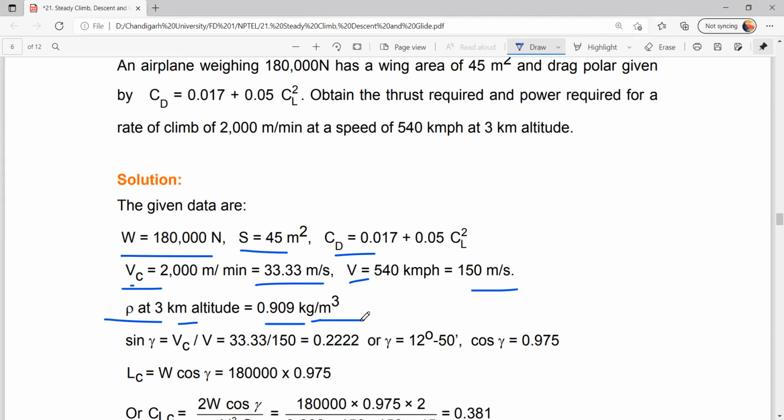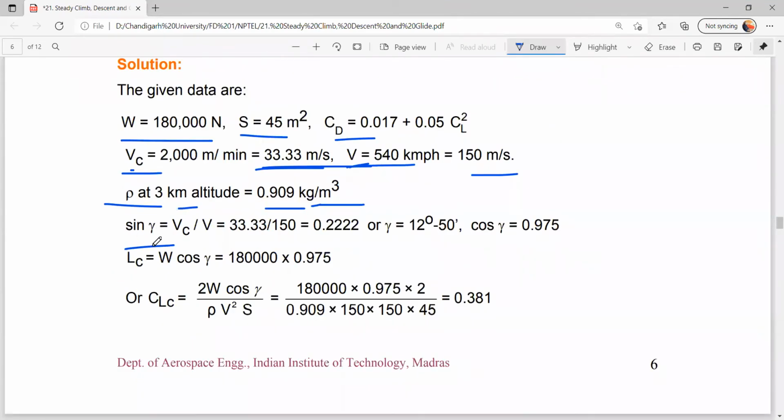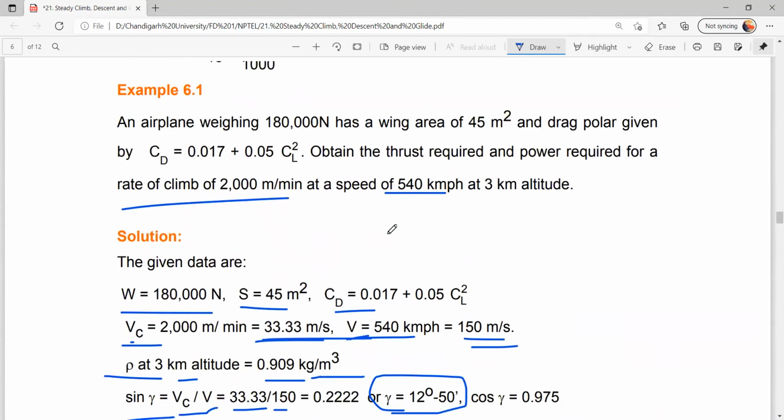So the first thing is we have to calculate the angle of climb. Since the rate of climb and speed of the aircraft are already given, finding the angle of climb is not a big deal. The angle of climb is sine gamma equal to VC by V, that is opposite by hypotenuse, right? So 33.3 divided by 150, in meters per second. Taking sine inverse, we find gamma is 12 degrees 50 minutes.